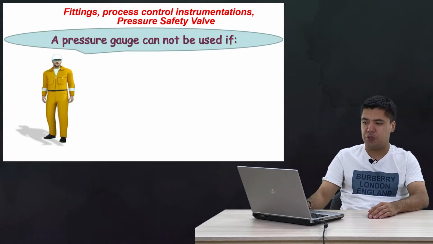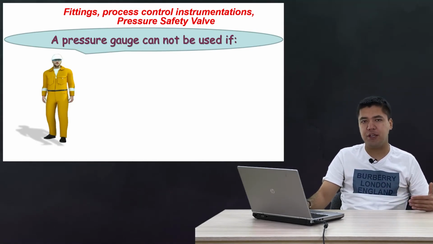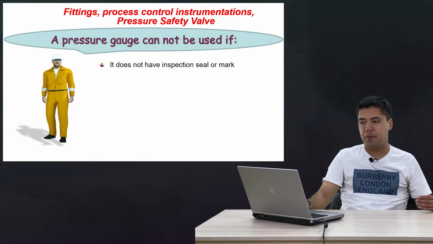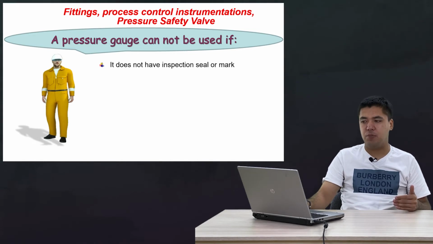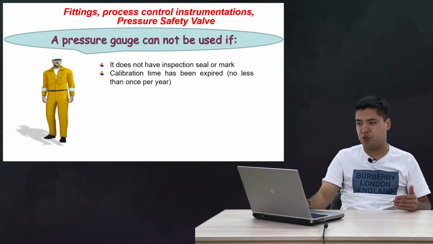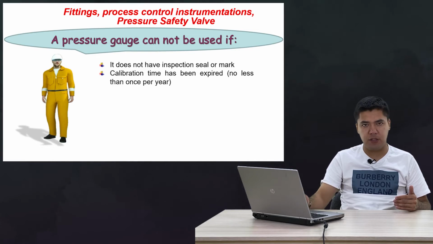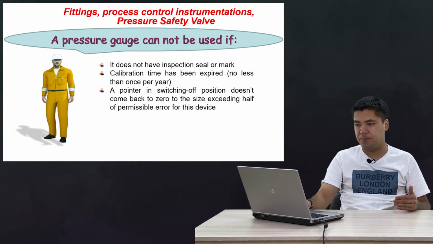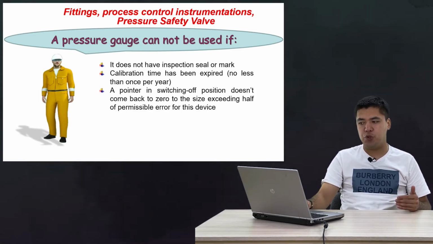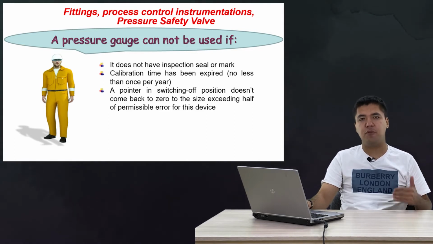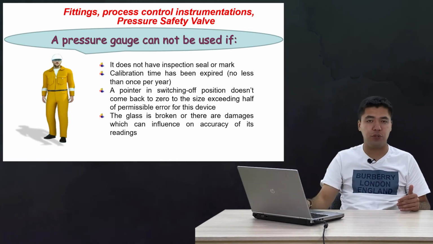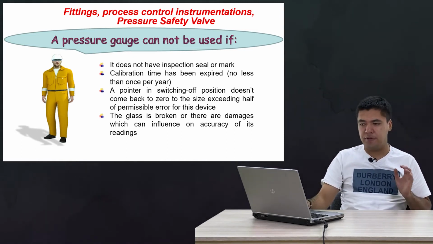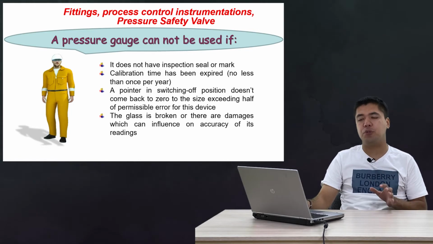The next information is about the requirements for when pressure gauges cannot be used. First, if the pressure gauge doesn't have a certification. Second, if the pressure gauge doesn't have an inspection. If calibration is not correct or the calibration time has expired. Then, if the pointer, after switching off all devices, doesn't come back to zero, and if the glass of the pressure gauge is broken or damaged. So in the following cases, pressure gauges cannot be used.